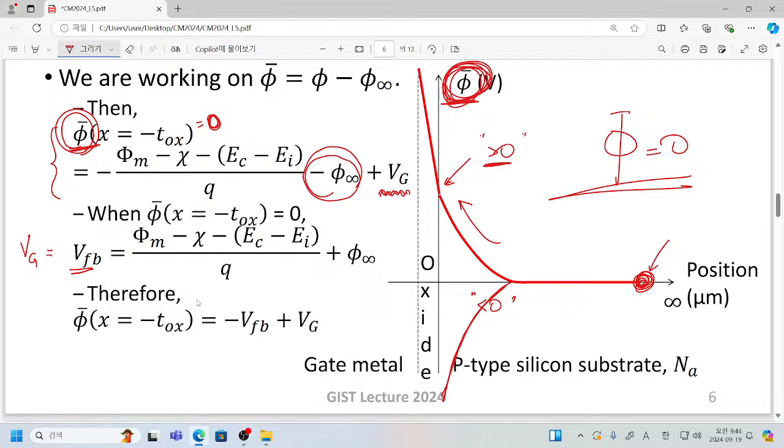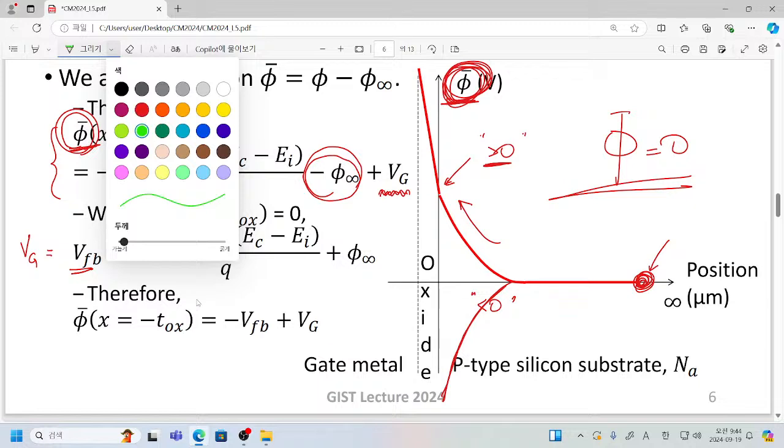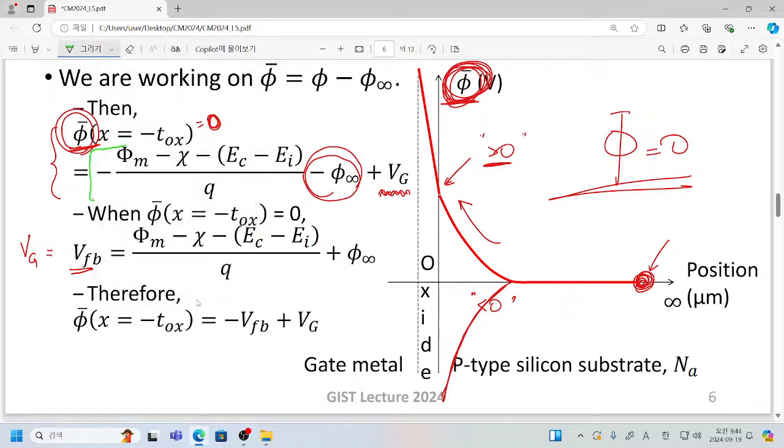So therefore, since this entire term can be represented as just minus of flat band voltage, it is quite easy to say that our phi bar quantity at this metal oxide boundary is simply given by minus flat band plus applied gate voltage.